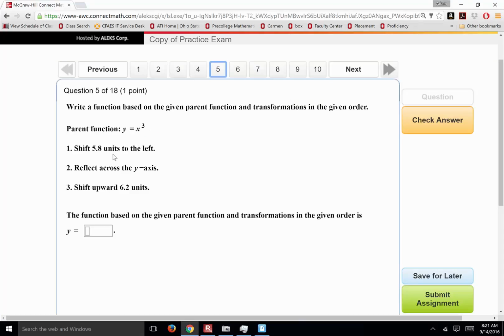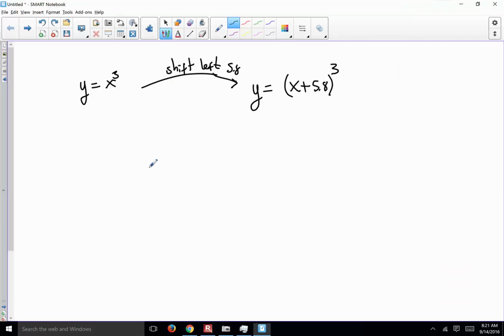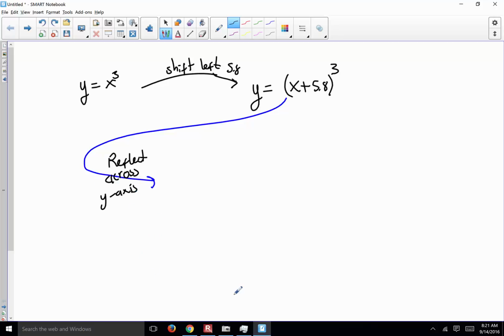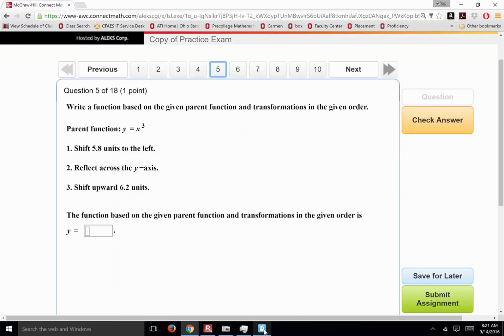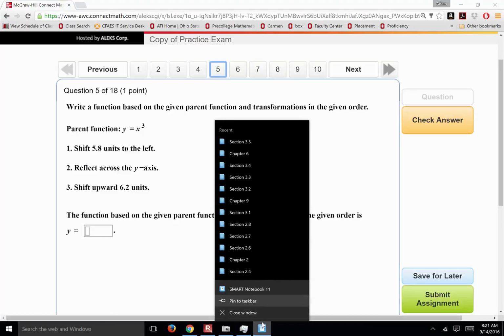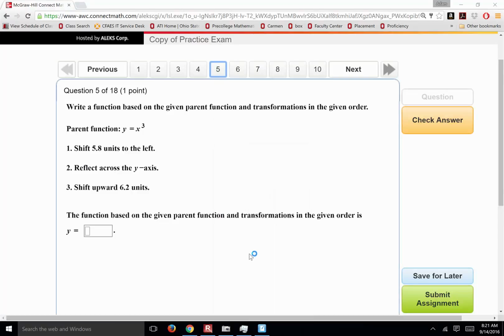Next, step 1 is done. Step 2, reflect across y-axis. So you're going to now reflect this across y-axis. Alright, if you're having a hard time remembering what these things were, keep this table handy. 2.6.